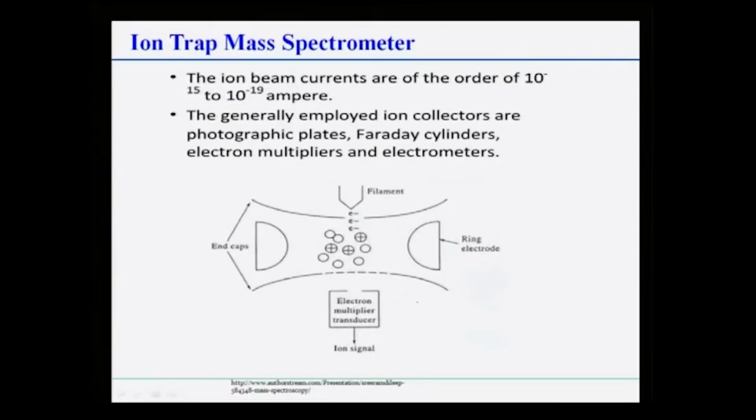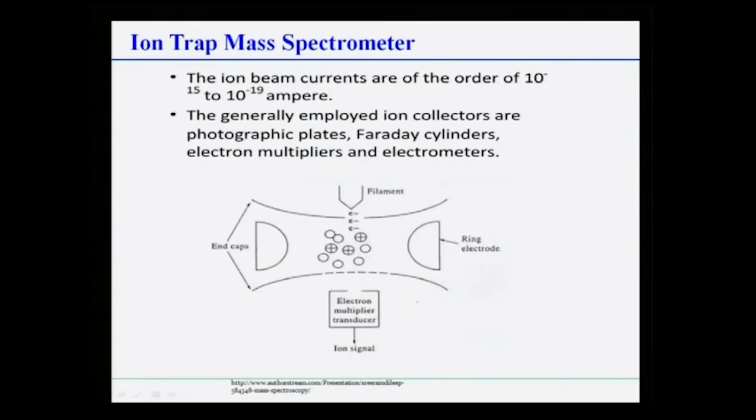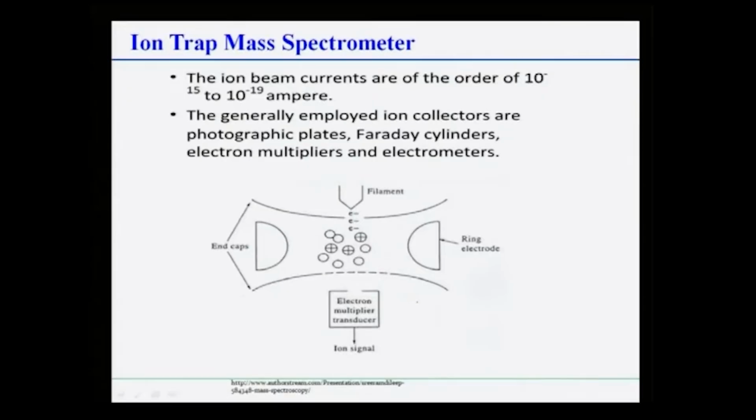The fourth technique which is important is the ion trap mass spectrometer. As the name suggests, it basically traps ions. As you know, Paul actually got the Nobel Prize because of the availability of the ion trap mass technique. I have told you that, in 1983. Ion beam currents are normally of the order of 10 to the minus 15 to minus 19 amperes, so very small. That is because the number of ions present in the source beam is very small. This technique generally employs ion collectors, and they are actually photographic plates or electron multipliers.